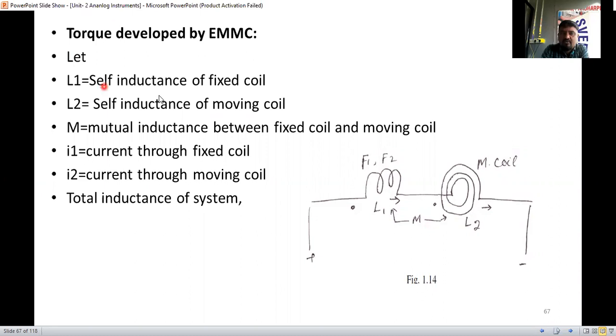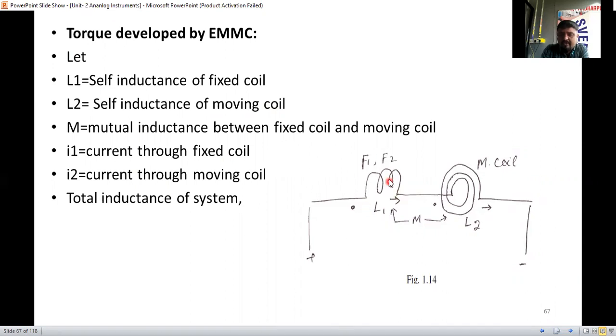L1 equals the self-inductance of the fixed coil, L2 is the self-inductance of the moving coil, M is the mutual inductance between the fixed coil and moving coil, I1 is the current through the fixed coil, I2 is the current through the moving coil. Is it clear?